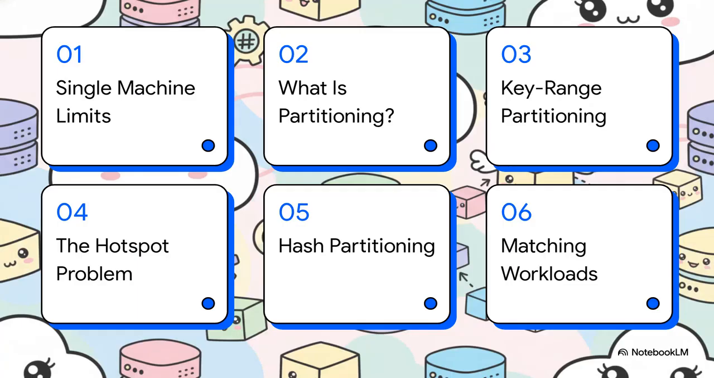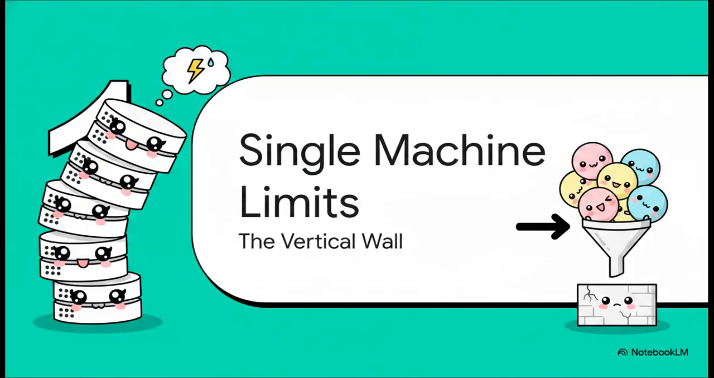Here's our agenda for today. We're going to cover the single machine bottleneck, what is partitioning, key range partitioning, the hotspot problem, hash partitioning, and finally, matching your workload.